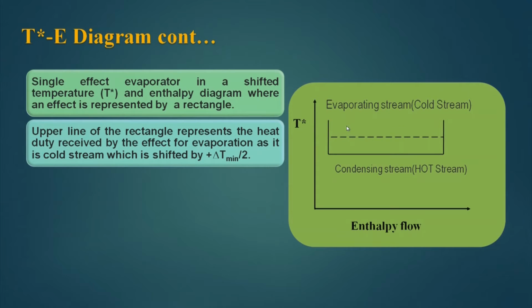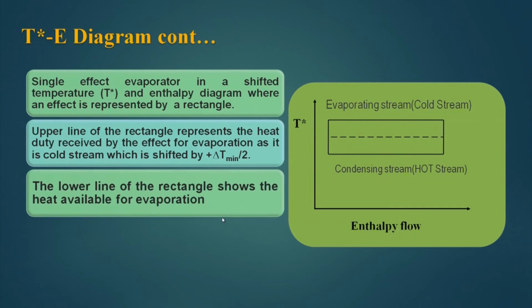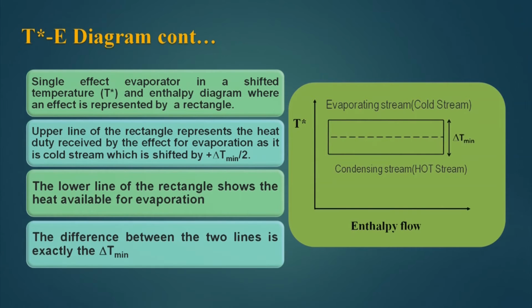Now, this is the evaporating stream, it is a cold stream, and the upper line of the rectangle represents the heat duty received by the effect of evaporation, as it is the cold stream which is shifted by this, and the lower part shows the hot stream, heat available for evaporation. The difference between these two streams is delta T minimum in a shifted TH diagram.